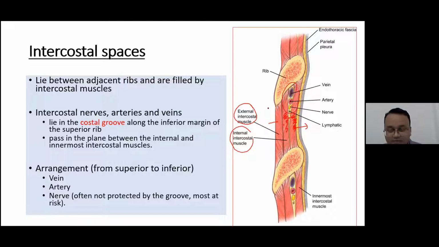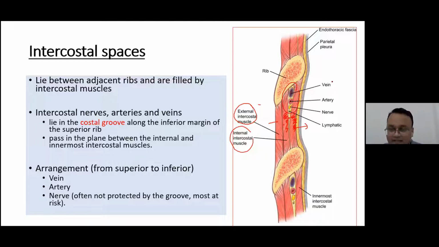Okay, neuromuscular bundle. And as I mentioned earlier, it lies at the costal groove, which lies at the inferior margin of each rib. There's a groove, and this is where they are residing, right? And the arrangement for this is VAN.